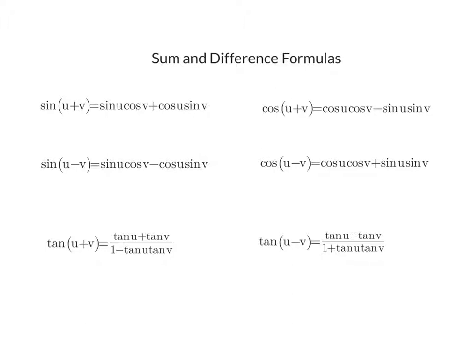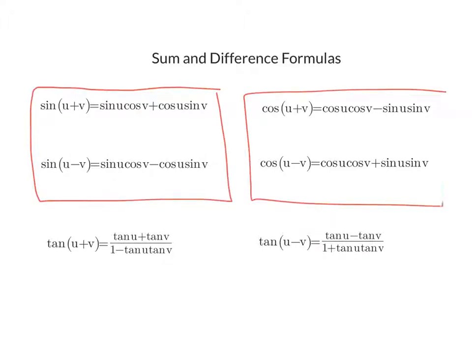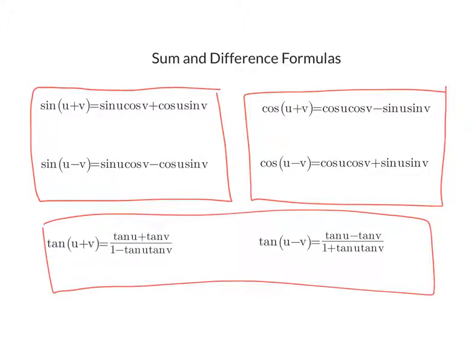And something else I wanted to point out, because I think they kind of look a little funny. These two go together, of course, with sine. Cosine goes together at the bottom, and then, of course, tangent goes together at the very bottom. Okay, so let's look at an example.